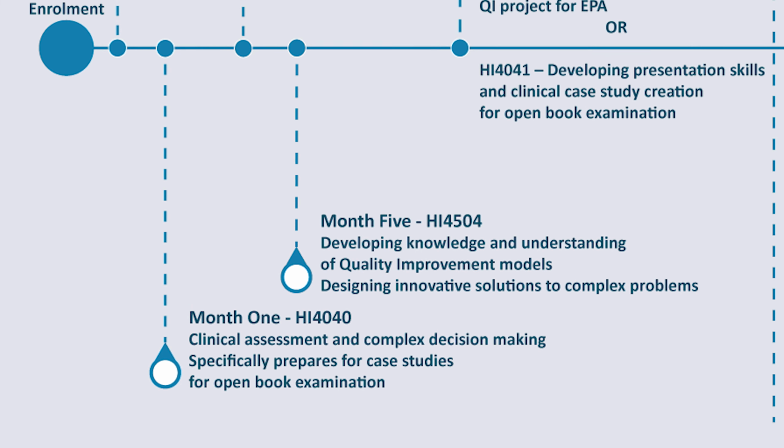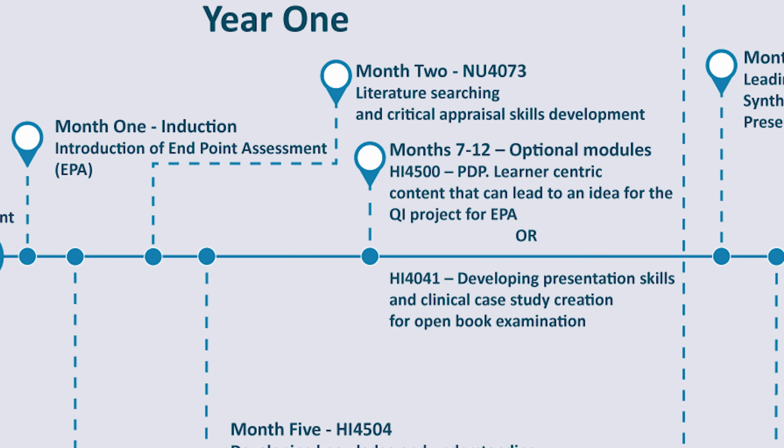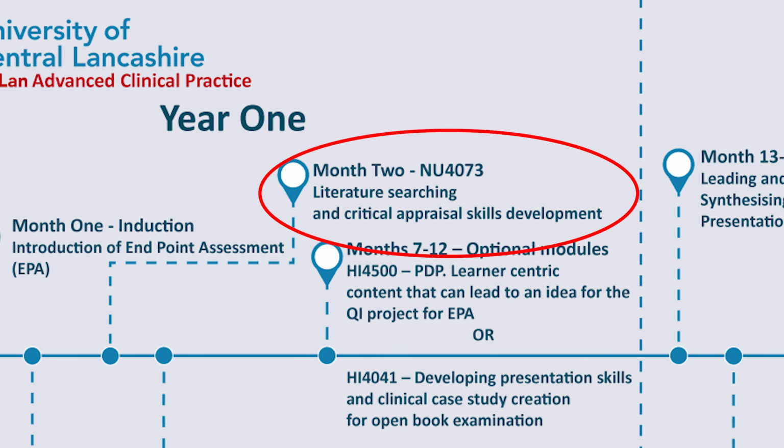At the same time as this module, you'll be completing the module NU 4073, Evidence for Practice, which aims to help you develop your capabilities in relation to the research pillar, for example, thorough literature searching and critical appraisal of evidence. These capabilities relate directly to preparation for the endpoint assessment, as they will aid you in understanding the evidence that supports your management plan and selection of evidence that feeds into your case studies for your open book examination, as well as selection of good quality evidence that supports your proposed change in practice.